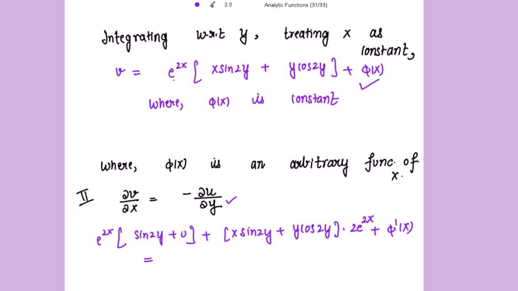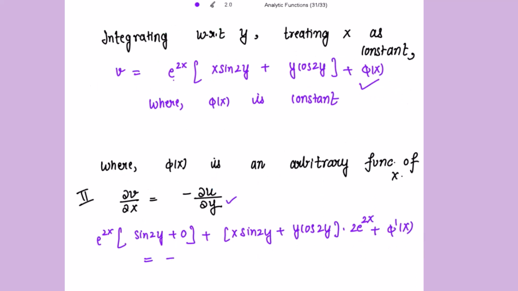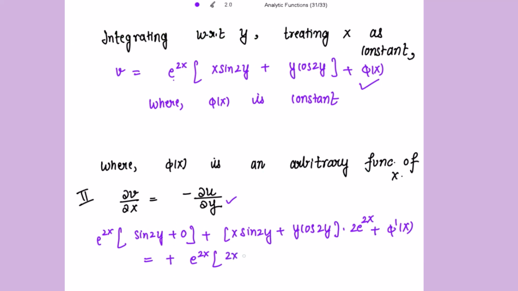So this is equal to negative of ∂u/∂y from 2. Now ∂u/∂y is negative, which is negative of e^(2x) times ... That will become positive, because of this negative sign this will become positive e^(2x), and then 2x sin 2y plus sin of 2y plus 2y cos of 2y.